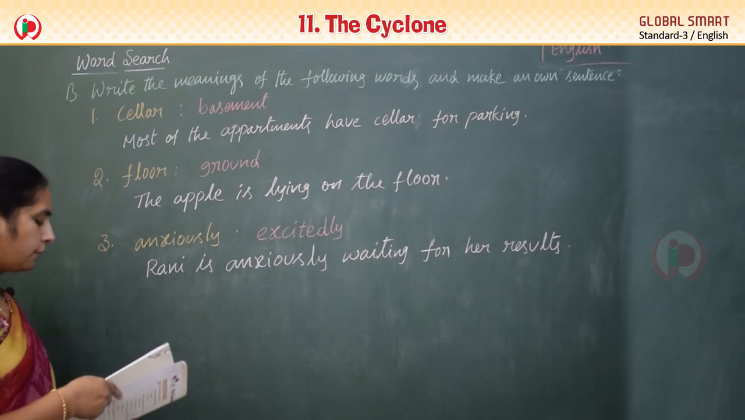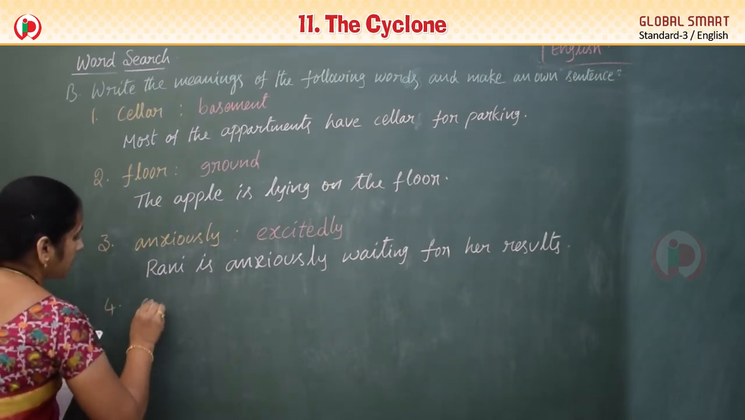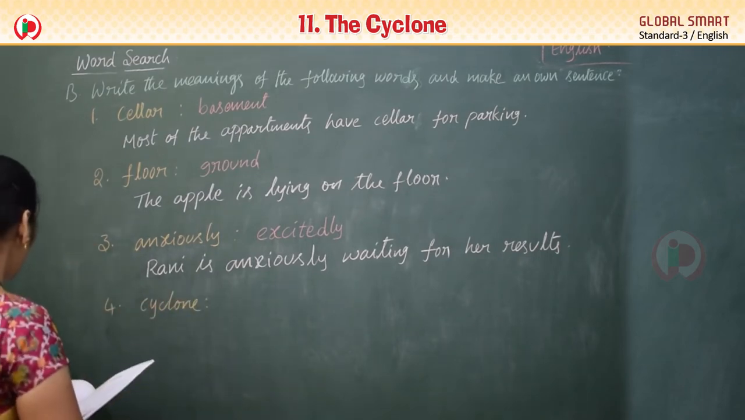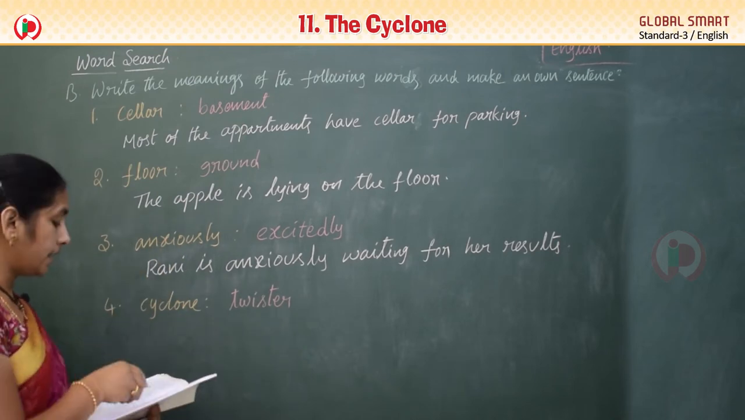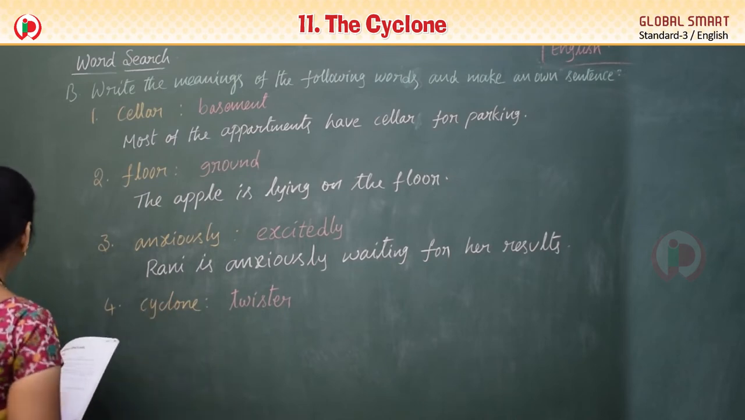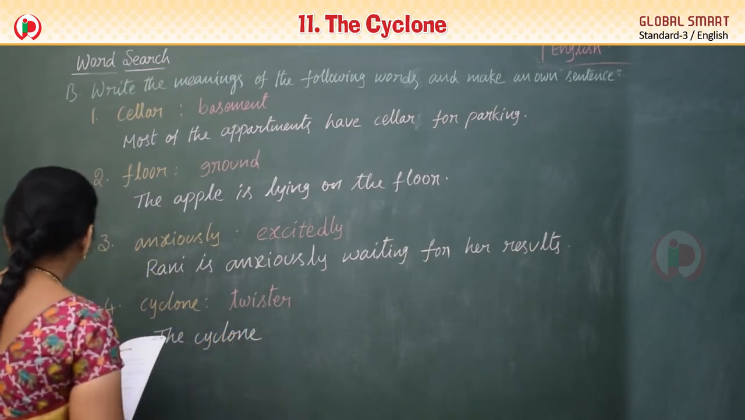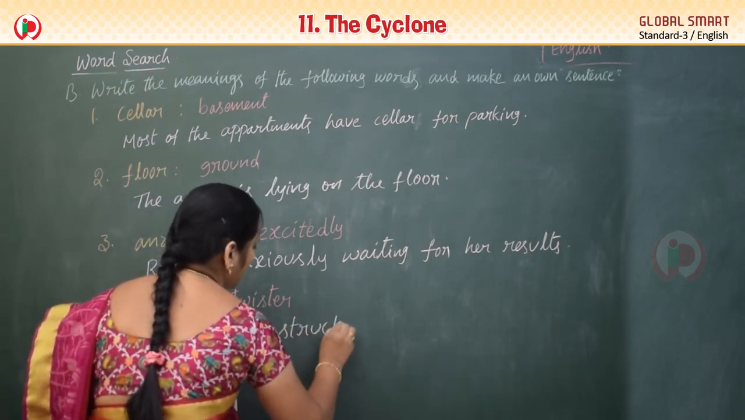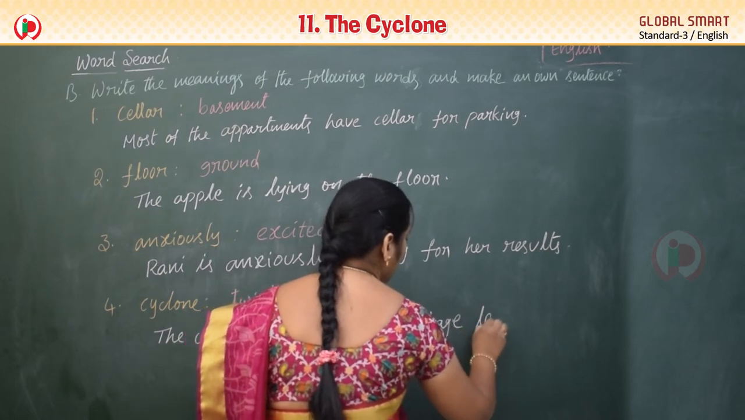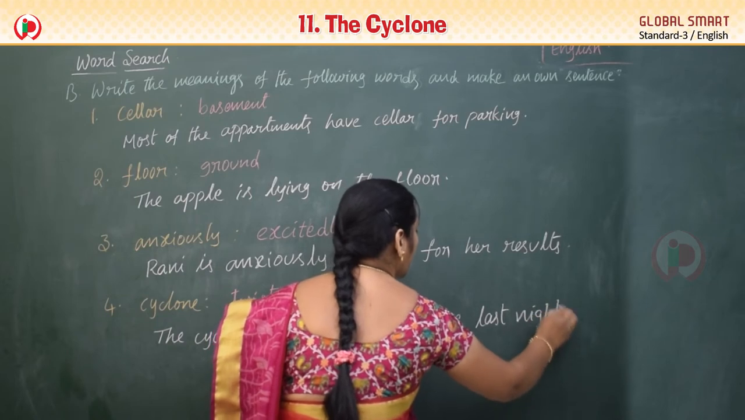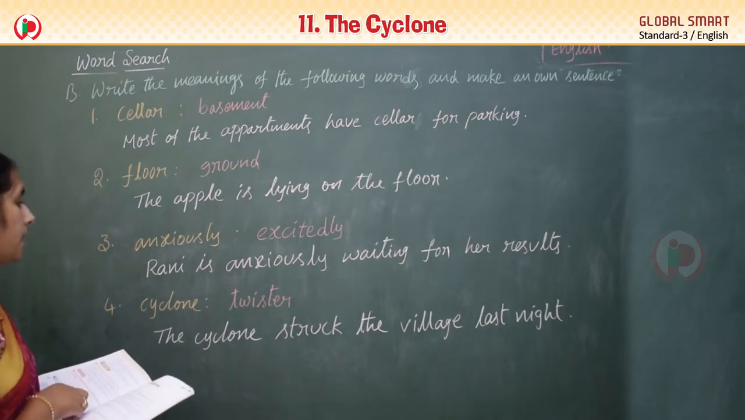And see the next one. Fourth one, what do we have? Yes, cyclone. C-Y-C-L-O-N-E. So what's the meaning of cyclone? Twister. Cyclone means twister. It is rounding and twisting, na? So what can we write using the cyclone? The cyclone struck the village last night. S-T-R-U-C-K. So it twisted the village completely last night. That is cyclone, twister.